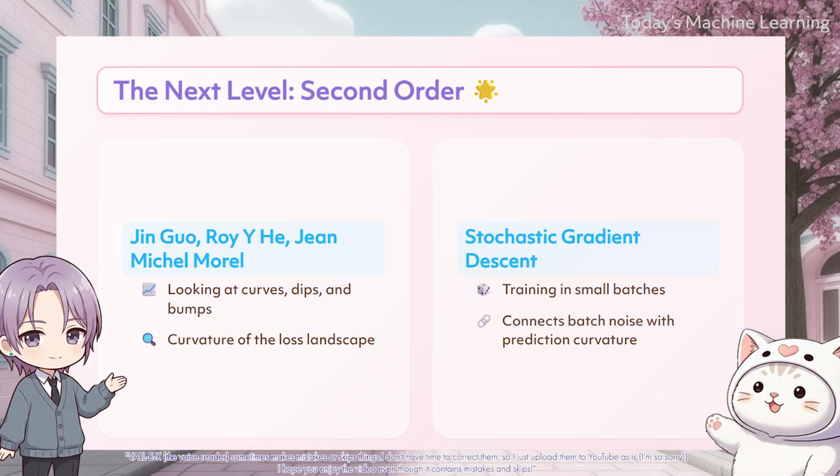This paper, written by Jean Guo and Jean Mitchell-Morel, takes things to the next level. It develops second-order forms of these interpolation formulas. They are looking at the curves, the dips, and the bumps in the roller coaster track. In mathematical terms, they are looking at the curvature of the loss landscape. They show that the way the training sample affects a prediction is actually weighted by this curvature. And when you use stochastic gradient descent, which is how we usually train AI in small batches, things get even more interesting. A new component appears that connects the noise from these small batches with the curvature of the prediction.